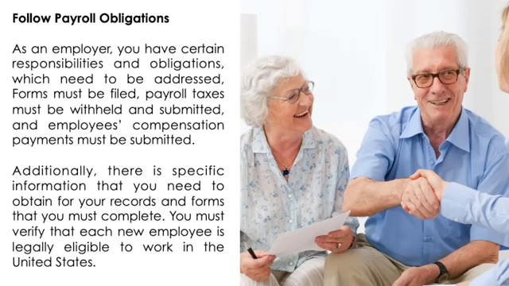Follow payroll obligations. As an employer, you have certain responsibilities and obligations which need to be addressed. Forms must be filled, payroll taxes must be withheld and submitted, and employees' compensation payments must be submitted. Additionally, there is specific information that you need to obtain for your records and forms that you must complete. You must verify that each new employee is legally eligible to work in the United States.